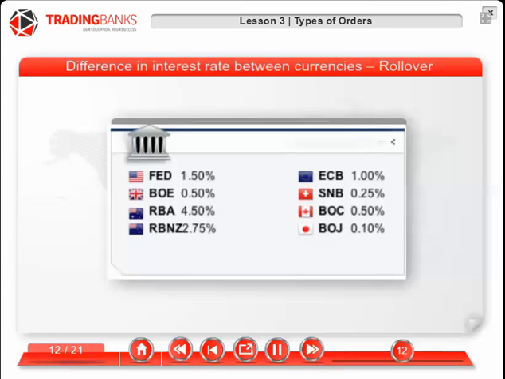If the interest of the currency which you have bought is higher than the interest rate of the currency you have sold, you receive the rollover interest. That's called positive rollover. If the interest rate of the currency you have bought is lower than that of the currency you have sold, you will pay the rollover interest. That's called negative rollover. Rollover interest can add significant costs or profits to your trade.